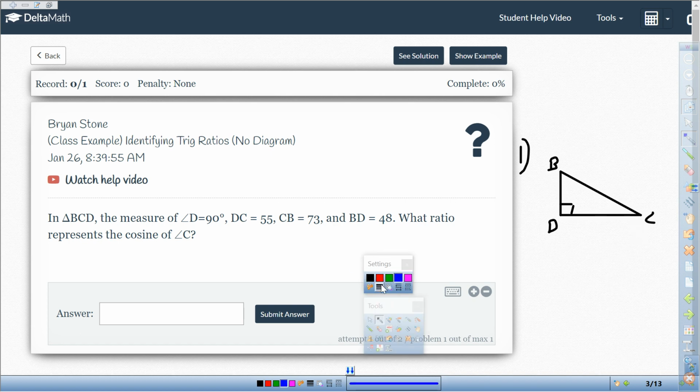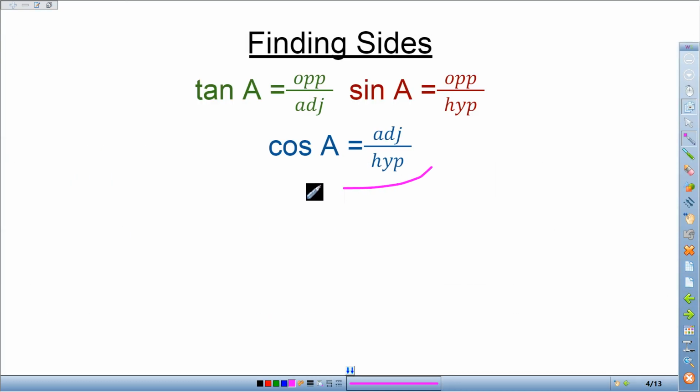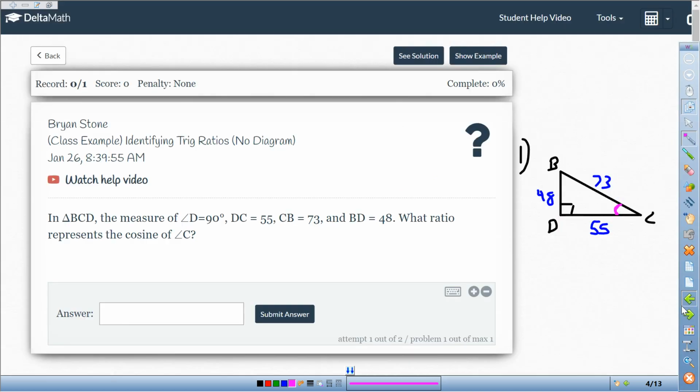Now we can get our side lengths onto it. They're saying that DC is 55, CB is 73, and BD is 48. All right, so now let's do what they're asking. Cosine of angle C. Here's angle C, first of all. Quick reminder: cosine is adjacent over hypotenuse.